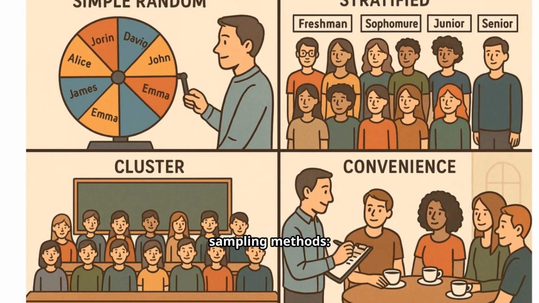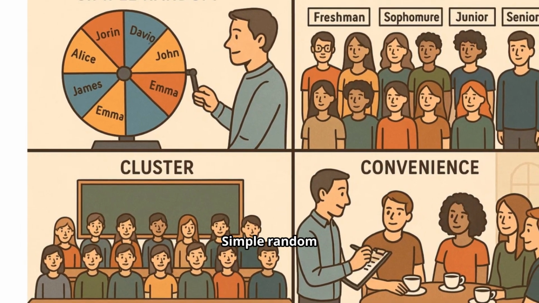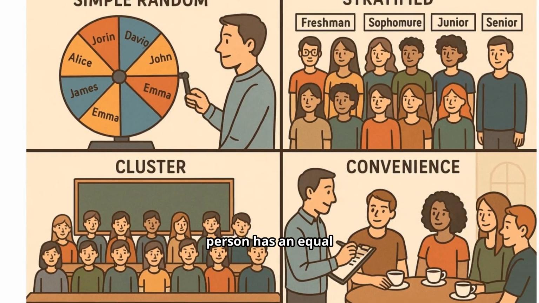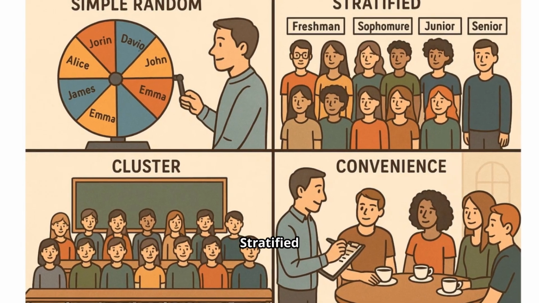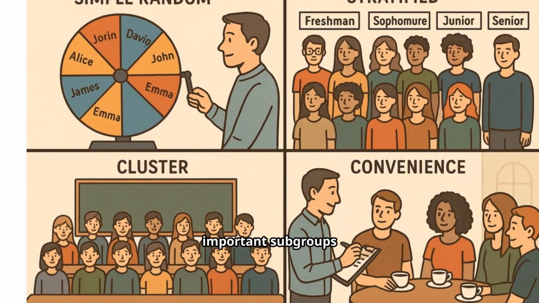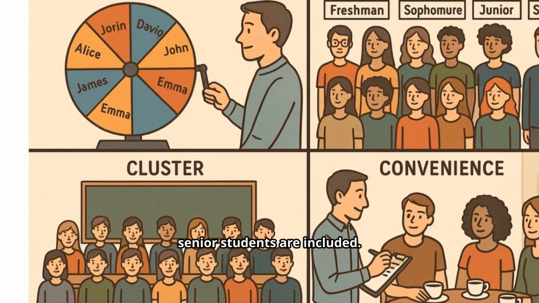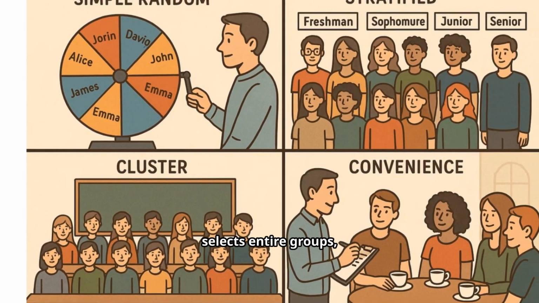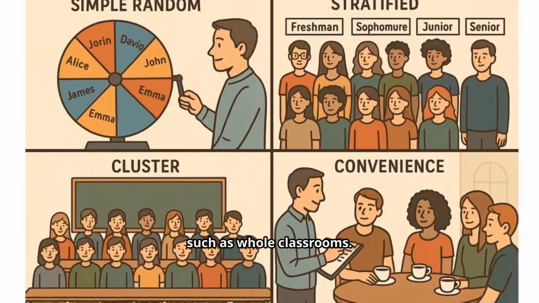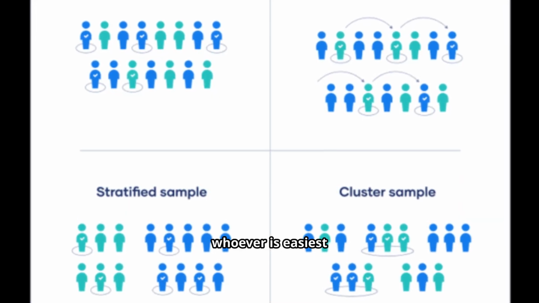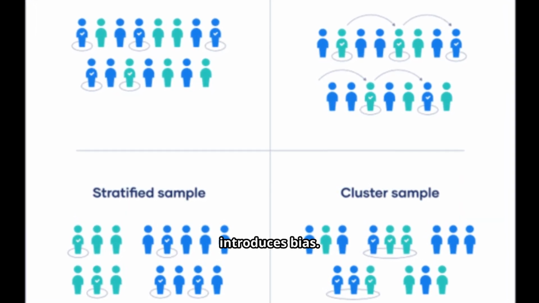Finally, let's talk about sampling methods. Simple random sampling: every person has an equal chance of being selected. Stratified sampling ensures important subgroups are represented, like making sure both first-year and senior students are included. Cluster sampling selects entire groups, such as whole classrooms. Convenience sampling uses whoever is easiest to reach, though this often introduces bias.